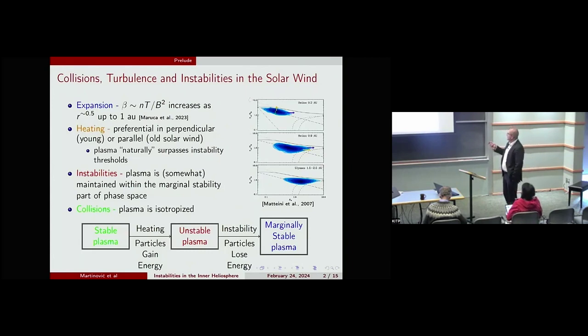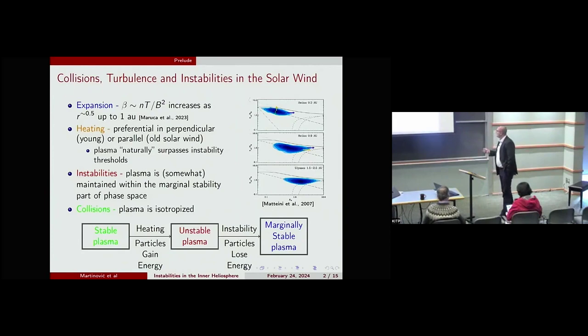First, the wind expands, so beta increases with radial distance. So this wind is going to be, by the blue process, pushed to the right, and at some point hit the instability threshold. There is heating, and almost every heating that happens in the solar wind is preferential in a certain direction. Usually in the young solar wind, it's mostly perpendicular heating, pushing this cloud up, or in the older solar wind, it's mostly parallel heating, pushing this cloud to the right.